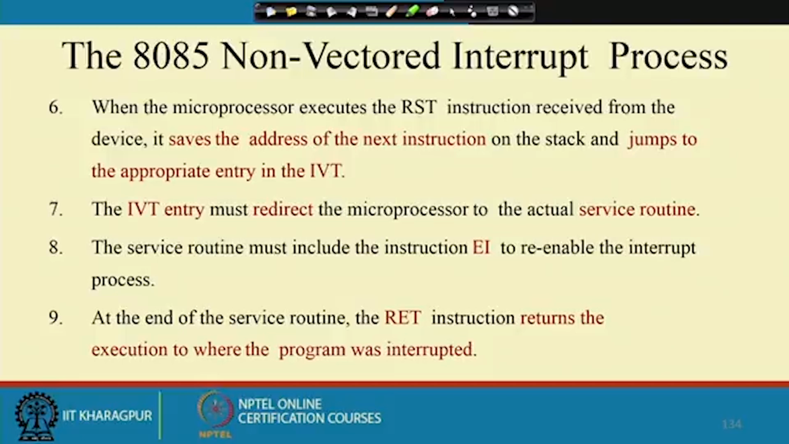Now it is the execution of the RST instruction. Upon getting the RST instruction, the first thing is that it will save the return address into the stack, and the processor will jump to the appropriate entry in the interrupt vector table. And this IVT entry has to redirect the processor to the actual service routine.